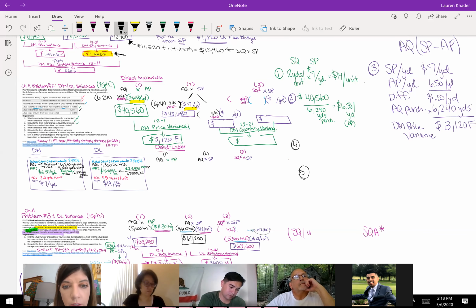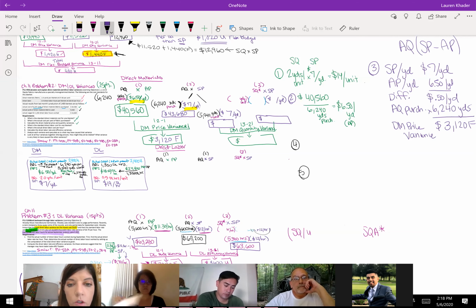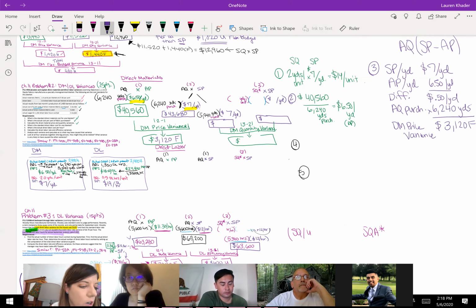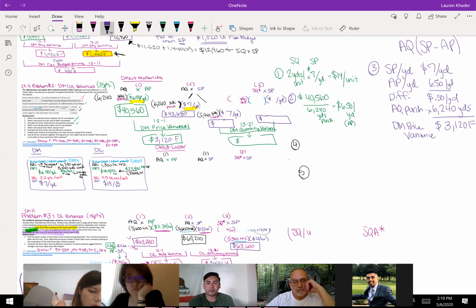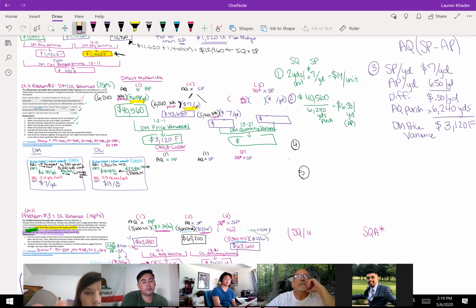For the second part of part 2, you have to enter in the number of yards used. So you used 5,540 yards, and at the standard price, $7 per yard. So based on the usage, the actual quantity used, how much did you incur in direct material costs? 38,780. Correct. 38,780.